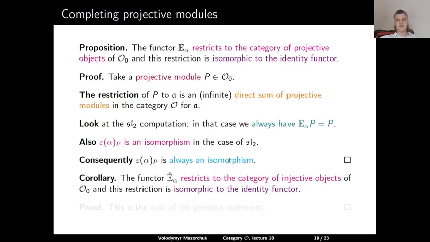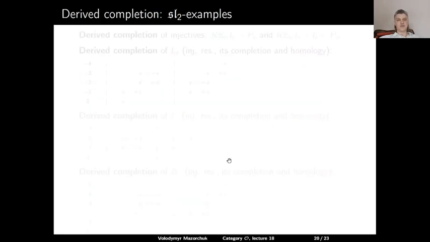Dually, of course, the functor E alpha hat restricts to the category of injective objects, and this restriction is isomorphic to the identity functor. So this is just obtained from the previous proposition using the simple preserving duality. Let us now compute derived completion in the case of SL2.